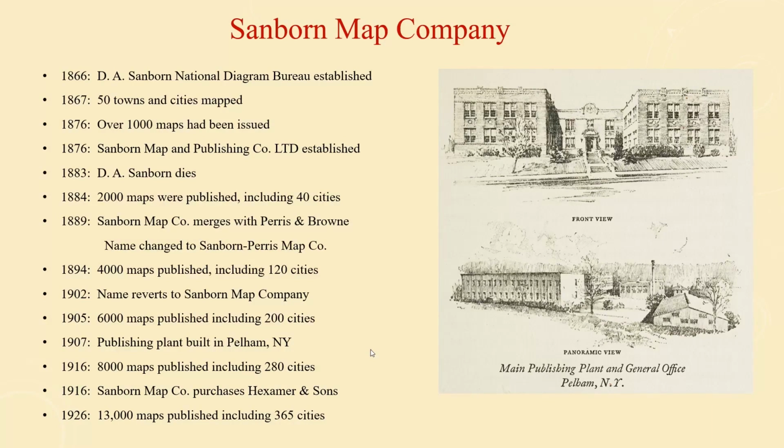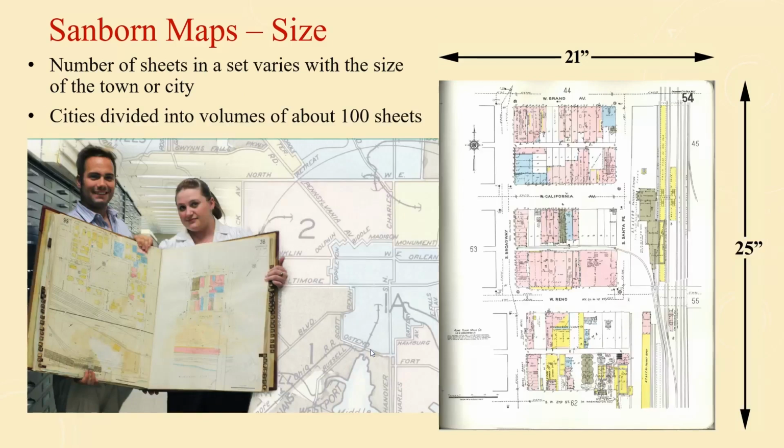So let's talk about Sanborn maps, do a little Sanborn 101 here. Sanborn maps, most of them are 25 inches by 21 inches, pretty large size, printed on heavy paper. They did print some double size sheets on some occasions that were folded. Later on in the company's history, they made some reduced size maps, but most of them are this size.